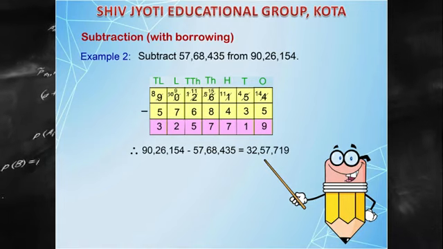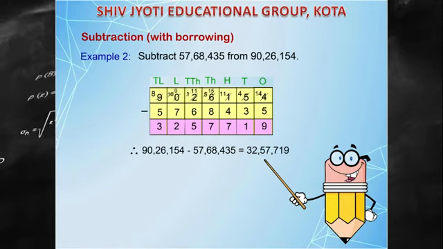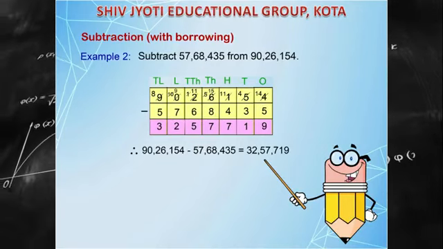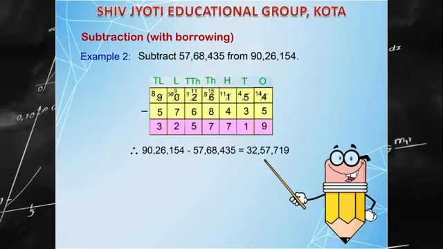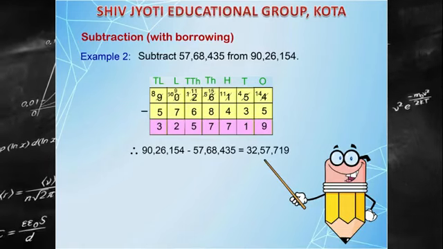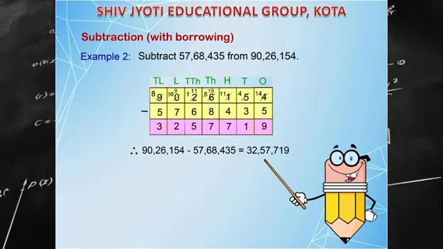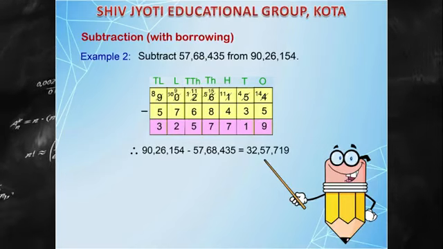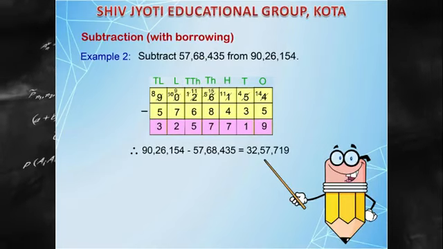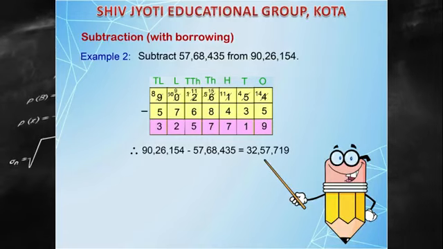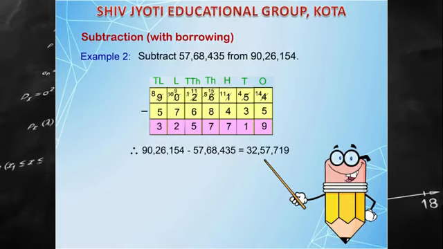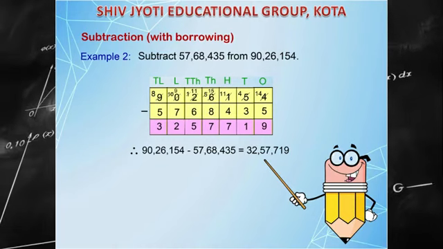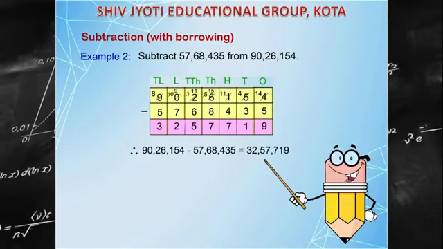Here 4 minus 5 is not possible. Then we will borrow from tens place. So 5 will become 4 and 4 will become 14. Here 14 minus 5 equals to 9. And at tens place 4 minus 3 is 1. Next, at hundreds place 1 minus 4 is not possible. Then we will borrow from thousands place. So 6 will become 5 and 1 will become 11. Here 11 minus 4 equals to 7.